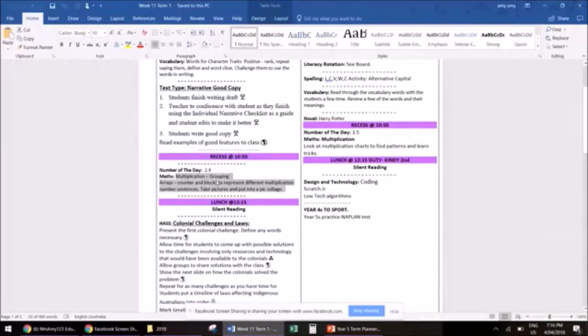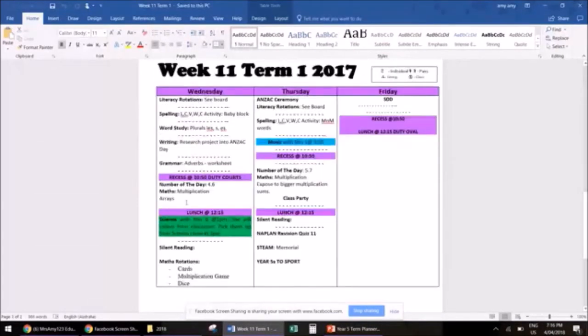trying to work out those lessons. So I went through and I broke it up into pieces. So I decided this was where I was going to do my arrays and my manipulatives. Then in the second lesson, I was going to look at the different multiplication charts, find the patterns, learn the different tricks.